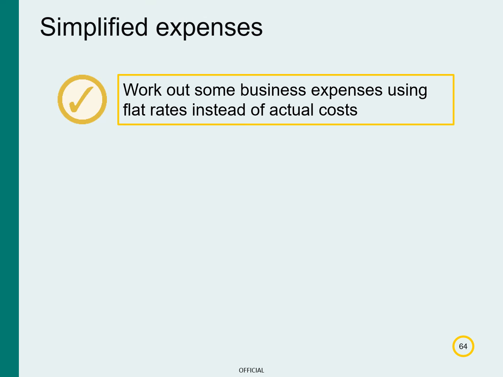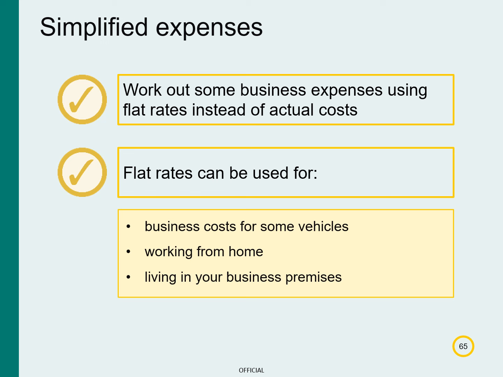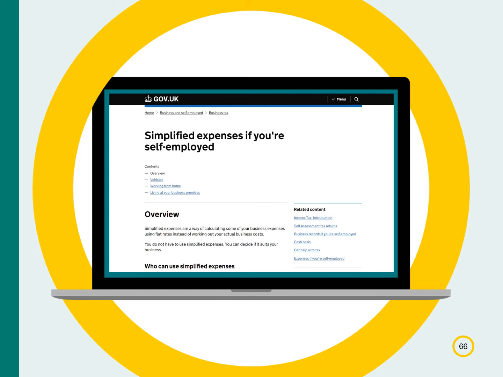When you're self-employed, you can also use something called simplified expenses for some costs. They are a way of working out your business expenses using flat rates instead of your actual business costs. You can use flat rates for business costs for some vehicles, working from home, and living in your business premises. You can find out more about simplified expenses and how they work on gov.uk.